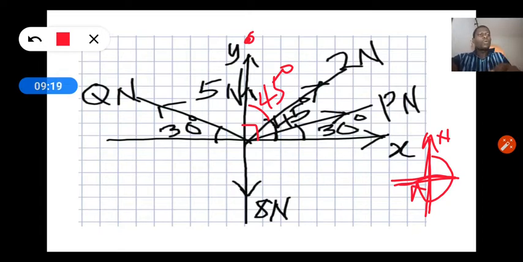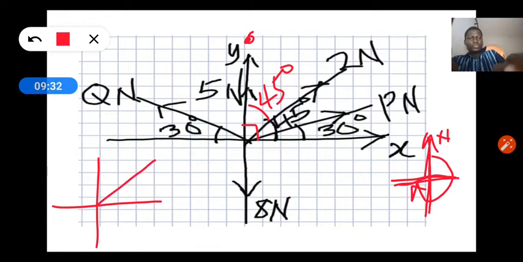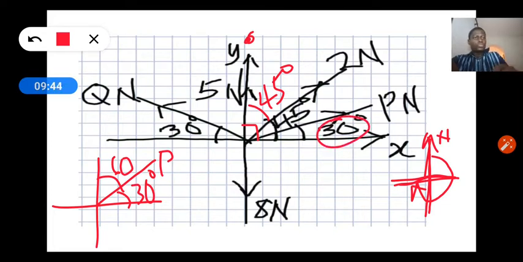Now the other one, we're given for P, the first one P, which is 60 degrees. Now if you look at that diagram, if from your 0 here, this is 60 degrees. For P, what's the balance here? That's 30 degrees. That's why I have this 30 degrees to the horizontal.